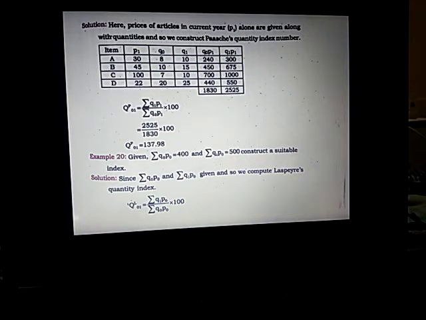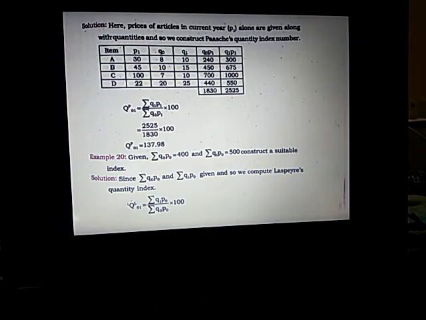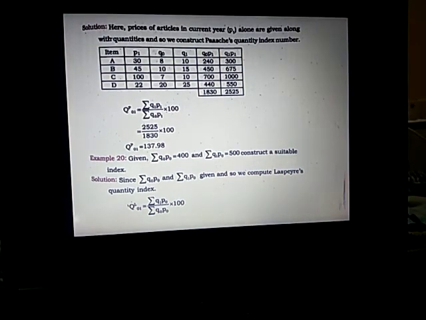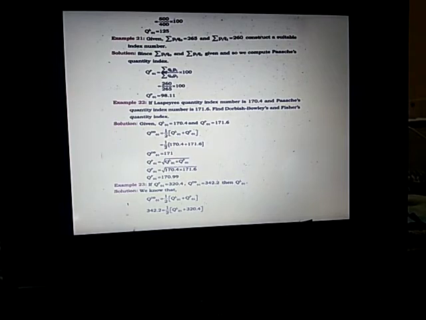The formula is given by summation Q1 P0 divided by summation Q0 P0 into 100. We have both of the values given in the question. We just substitute, and we get 500 divided by 400 into 100, that is 125.